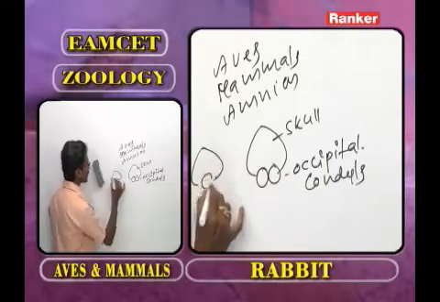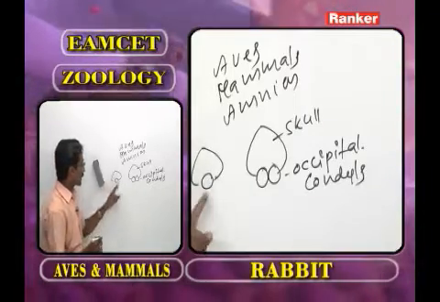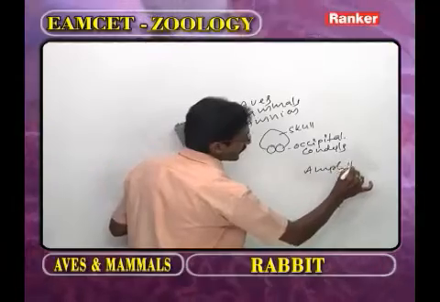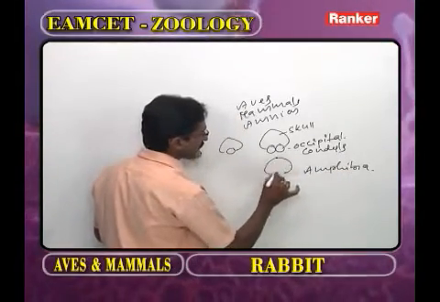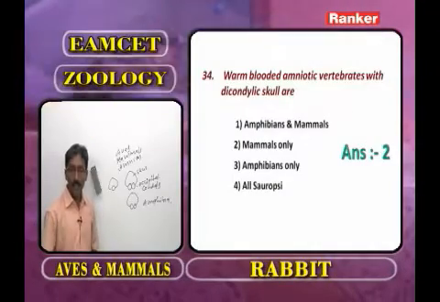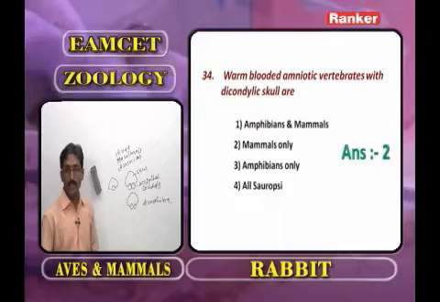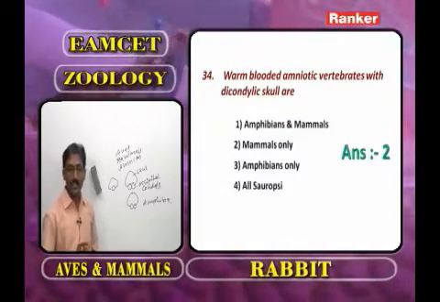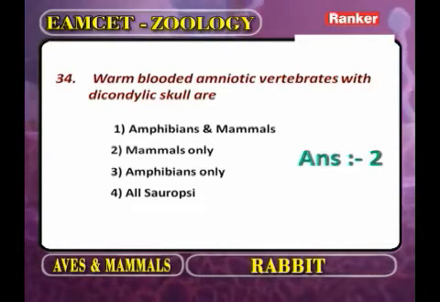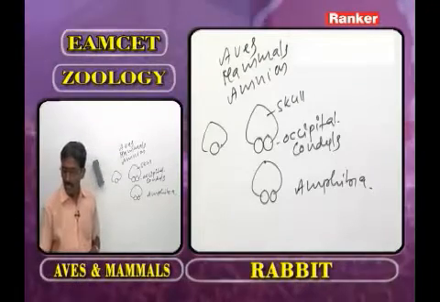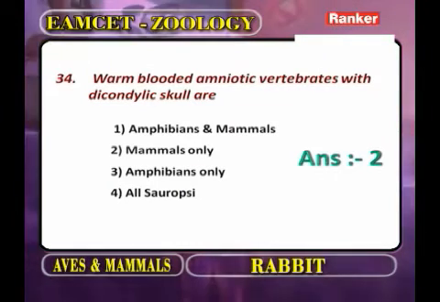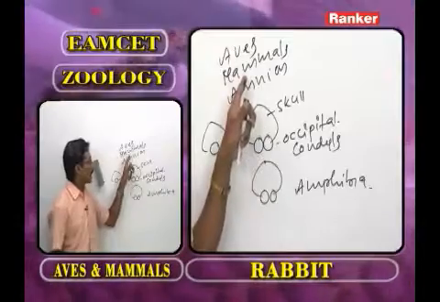And in case of amphibia, also, what type of skull is present? Dicondylic. Now, based on this, warm-blooded amniotic vertebrates with dicondylic skull are only mammals. In the mammals, at the base of the skull, there are two occipital condyles, so it is called dicondylic skull. Amphibia are not warm-blooded animals. Here the answer is only mammals. Now we go for the next question.